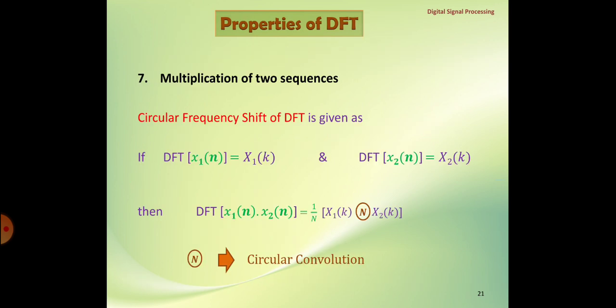Next property, multiplication of two sequences. If DFT of x1 of n is X1 of k, and if DFT of x2 of n is X2 of k, then DFT of the multiplication of two sequences x1 of n into x2 of n is given as 1 by N times X1 of k circularly convolved with X2 of k, where the operator N surrounded by a circle represents the operation of circular convolution.